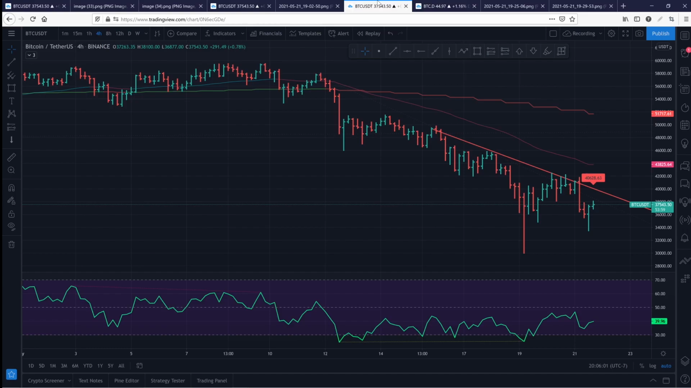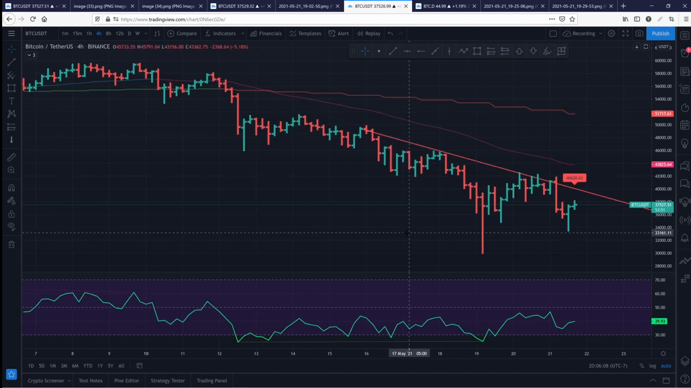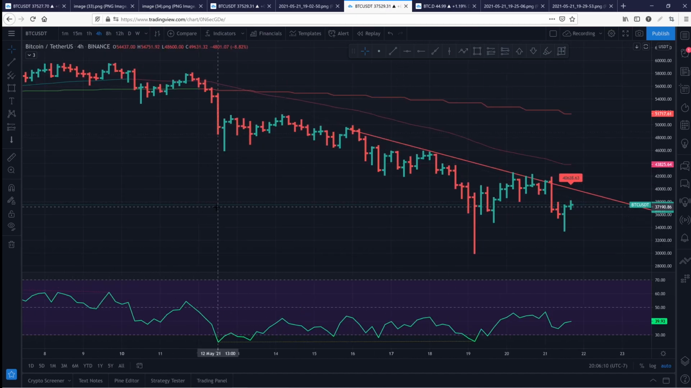Moving into a smaller, short-term time frame, we'll go down to the 4-hour and the 1-hour. On the 4-hour, I have two EMAs on here: the 50-day EMA and the 50-period EMA. We're on the 4-hour chart, so each period is 4 hours. We're obviously in a bearish trend, and we have a descending trend line that we're working against.